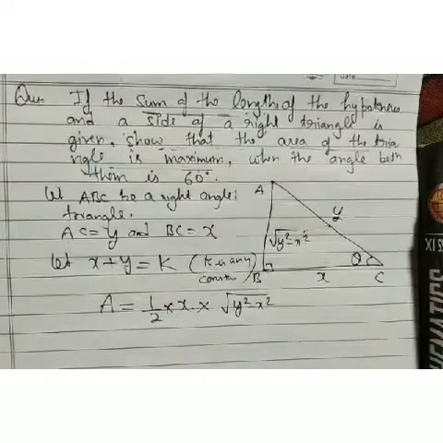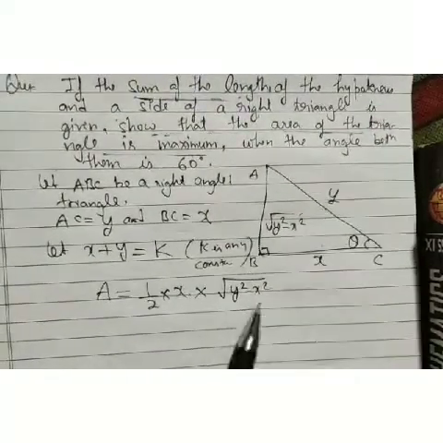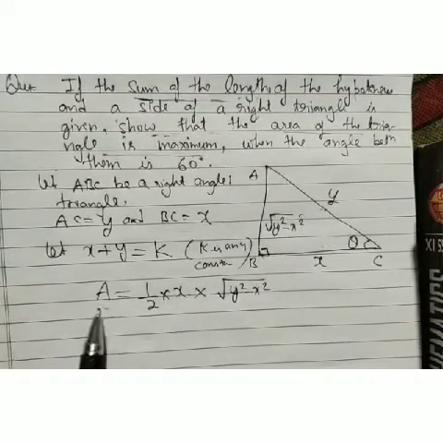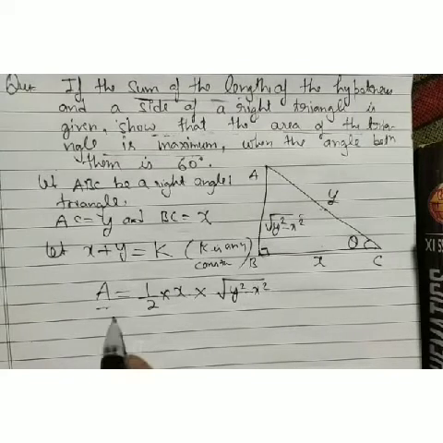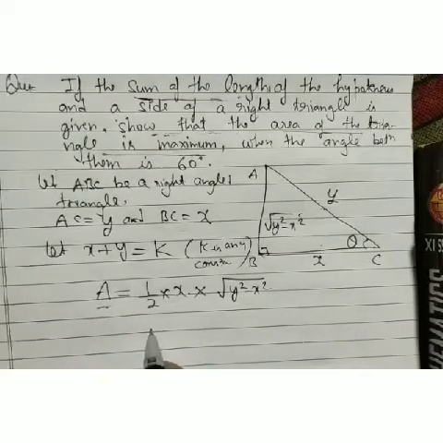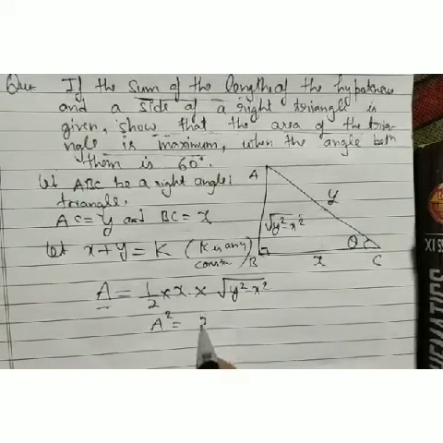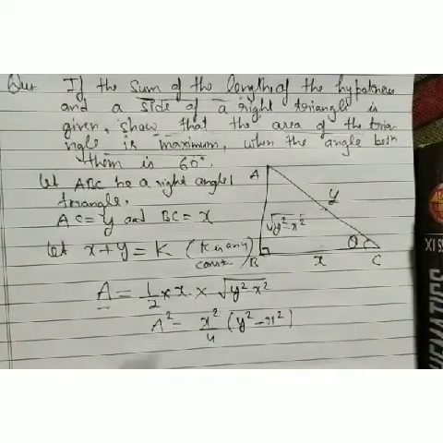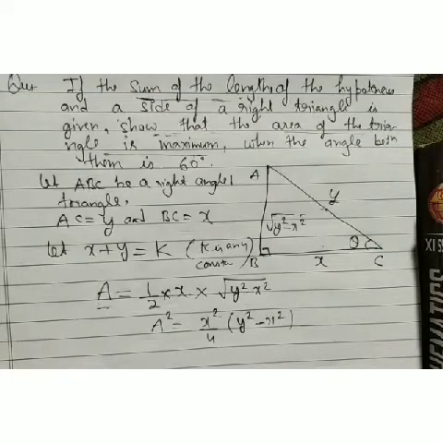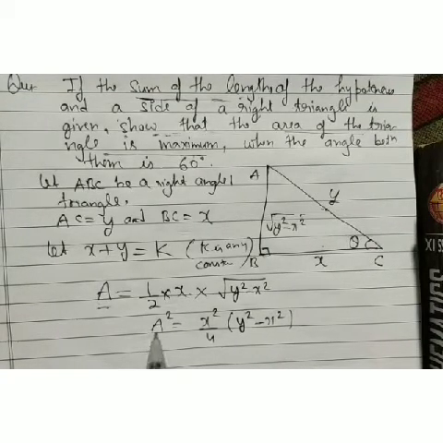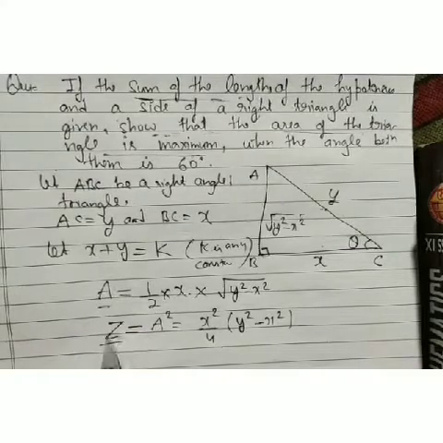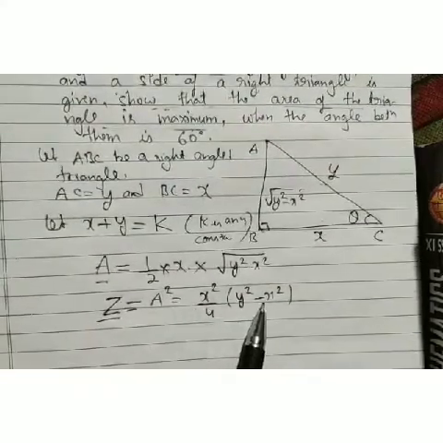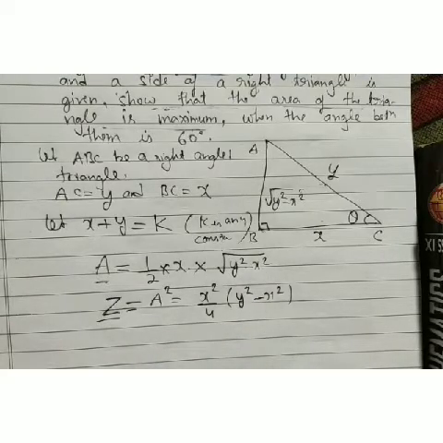Now look, here we get a square root term. When a function has any square root term or cubic root term, we take the square of the function. So we take A square, then A square is x square by 4 into y square minus x square, removing the square root. Now we take this A square as a function z. This z represents our area, and it does not change after taking the square; we get our result as usual.